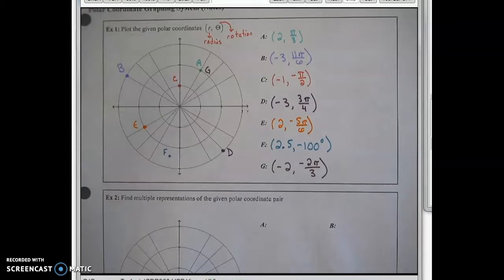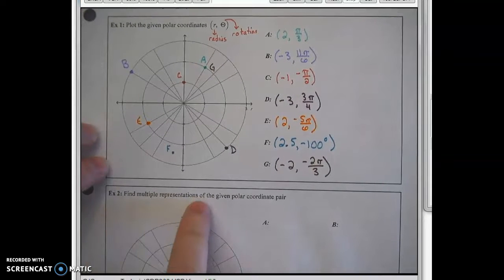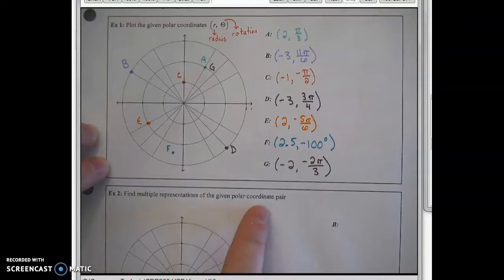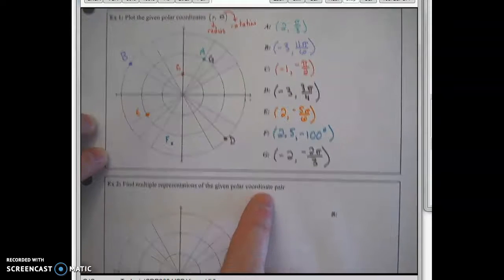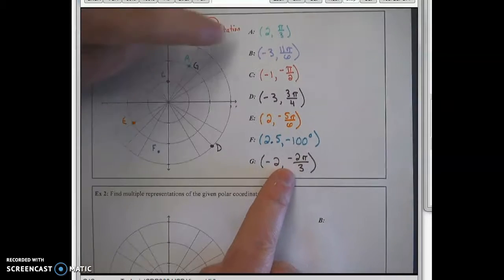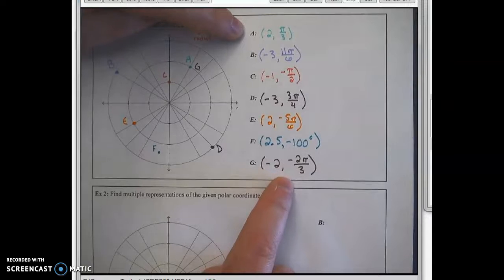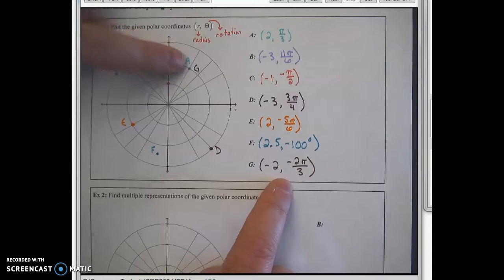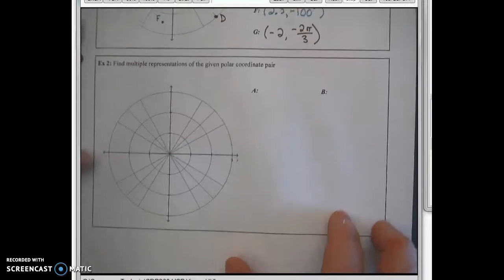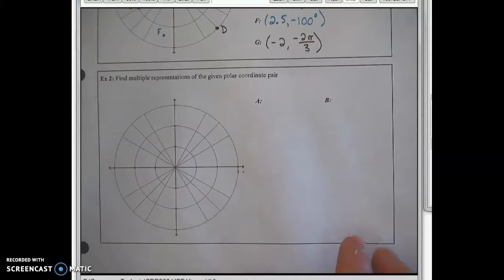Okay, and so that leads us into the next topic, the next section, which is find multiple representations of the given polar coordinate pair. So this is an example. A and G are an example of multiple representations of the exact same point. Let's take a look at what that looks like. So I'm going to give us an angle, and then we're going to use that angle to try to figure out all the different ways we could write up that location.